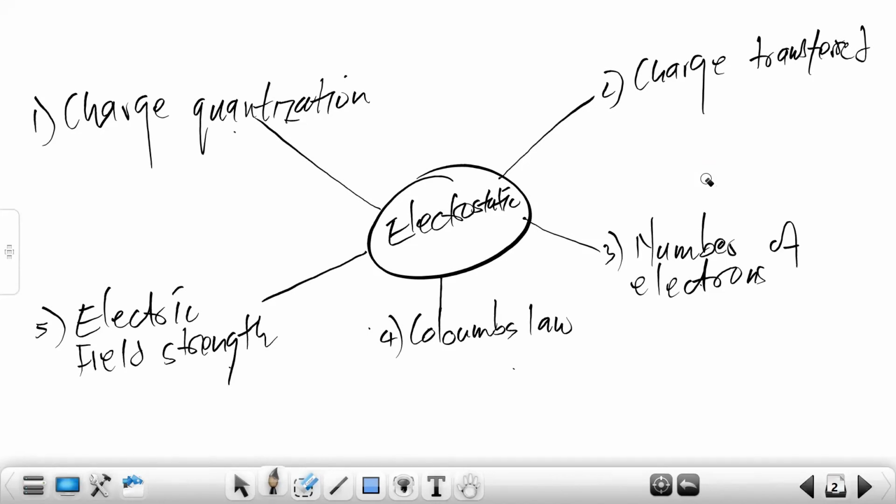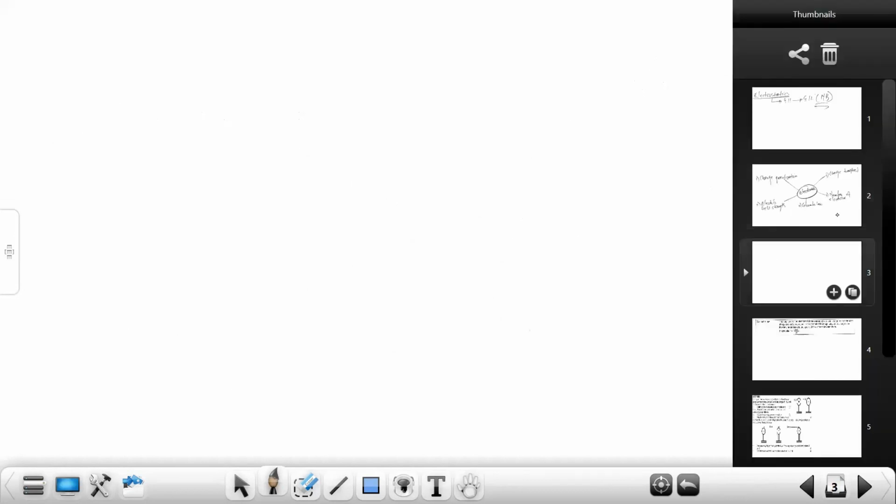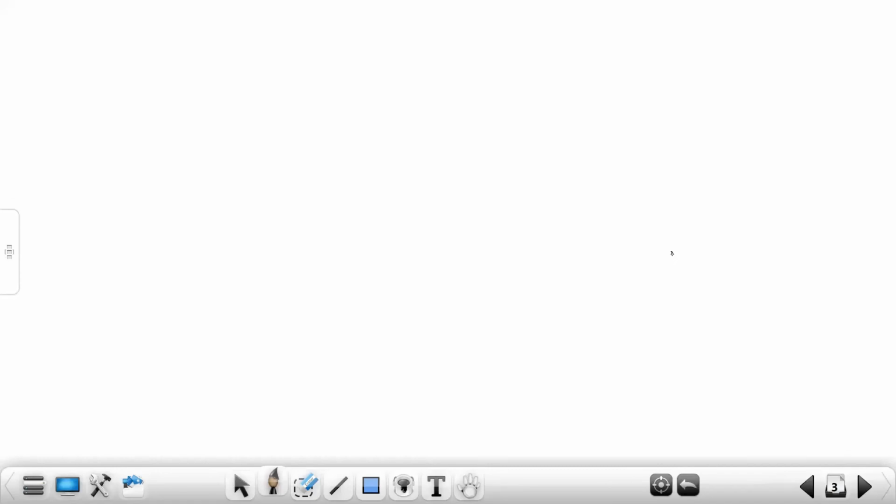But I'm going to try and take each one of them slowly as we move. In this same sequence, I'm going to move with what is charge quantization, what is charge transfer, and how we can calculate charge transfer, how best we can calculate the number of electrons, how best we can use Coulomb's law, and finally reach a point where we talk of electric field strength. So now let me get a page and start with charge quantization.